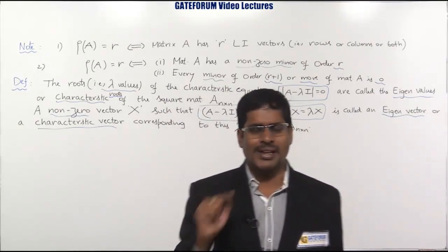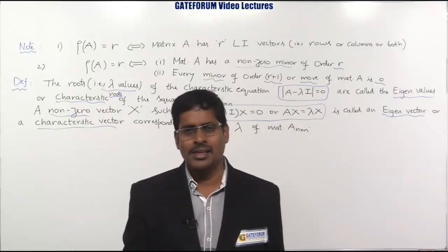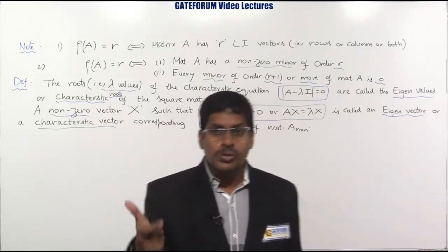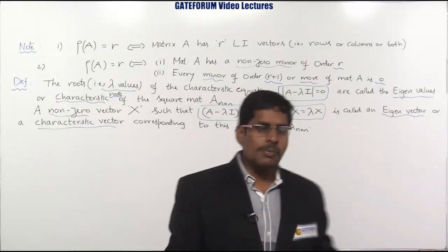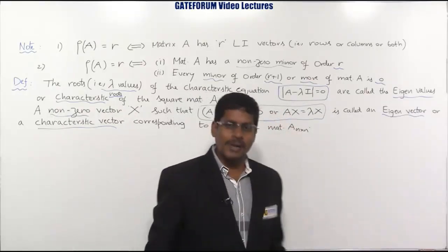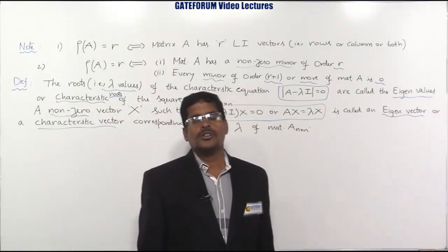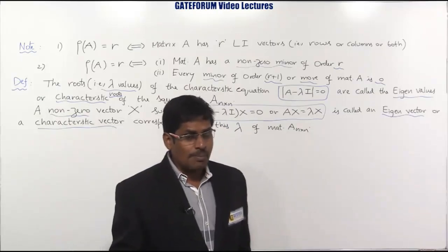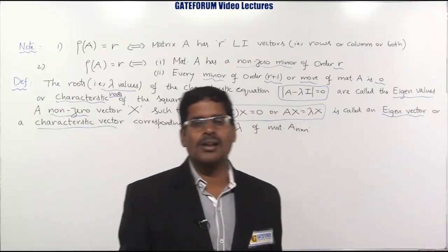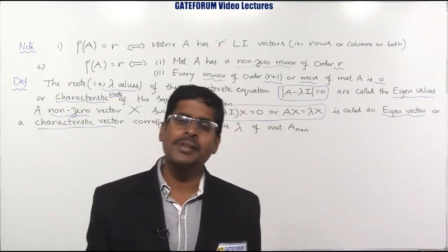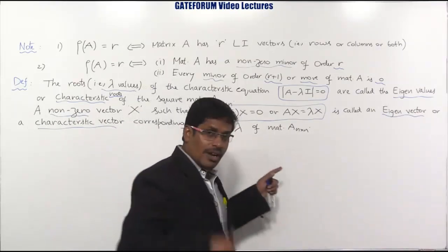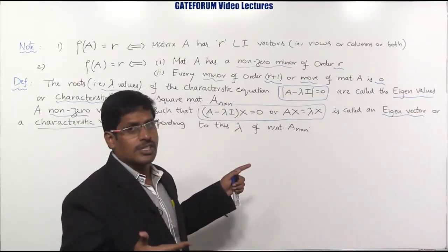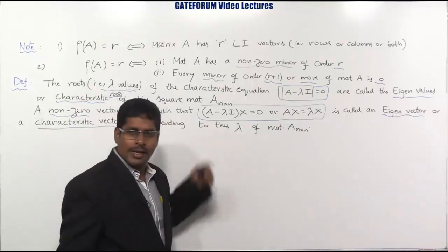Subtract lambda from the diagonal elements of the matrix A. That matrix into this non-zero vector, multiplication you know, becomes 0 vector. 0 matrix means 0 vector. So that non-zero vector x is called an eigenvector, or another name, a characteristic vector corresponding to the lambda. So when lambda changes, that x value also changes. That's why I wrote corresponding to this lambda.